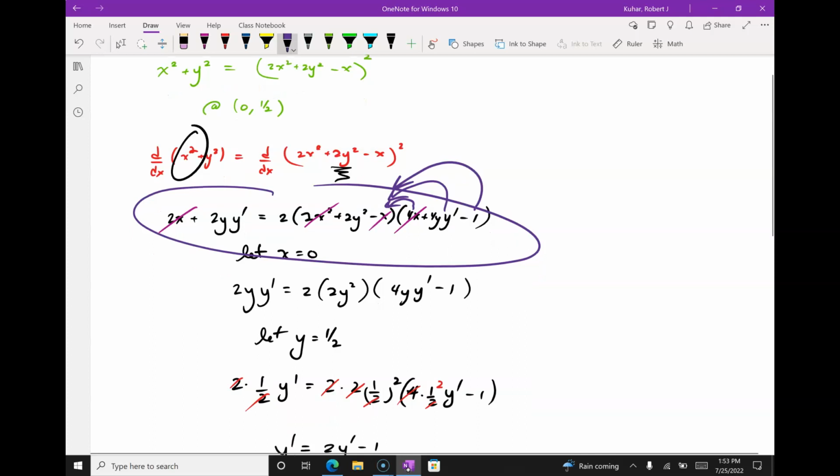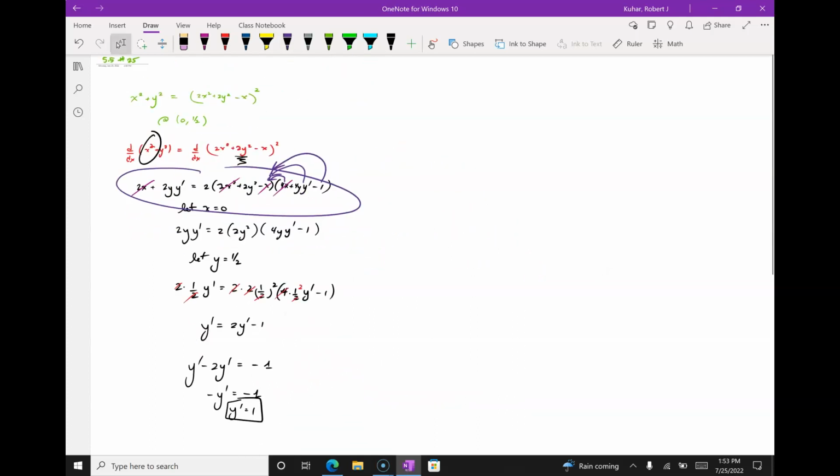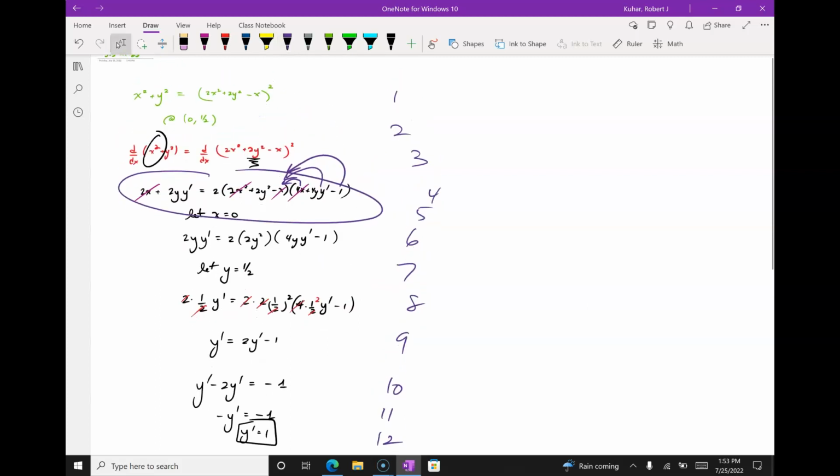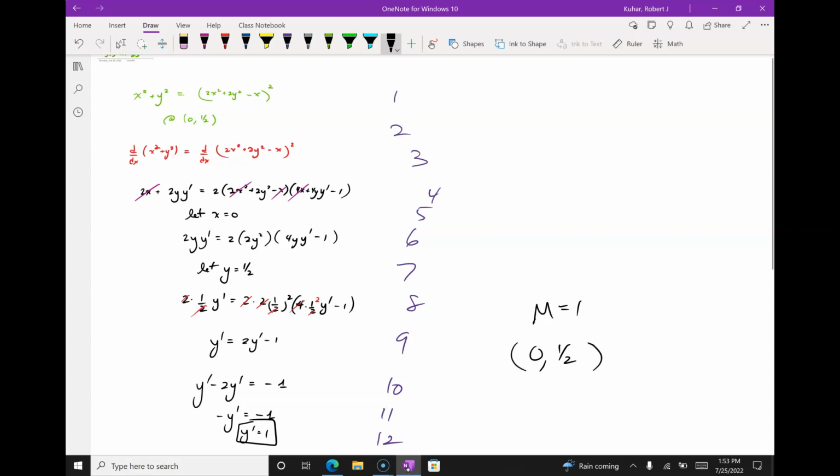You need me to zoom anywhere? Say again? Yep. 1 is the slope. Yep, and the point was 0, 1/2, so I had the b value.